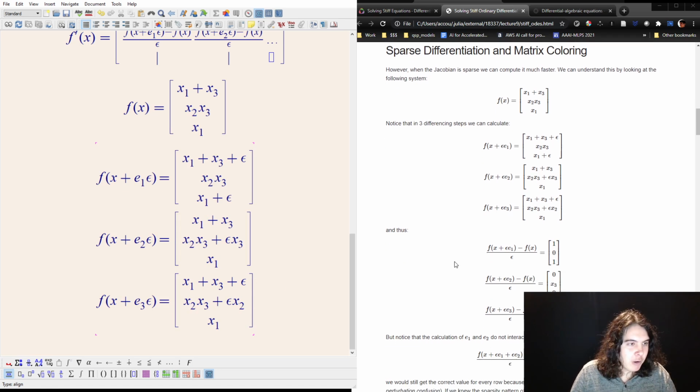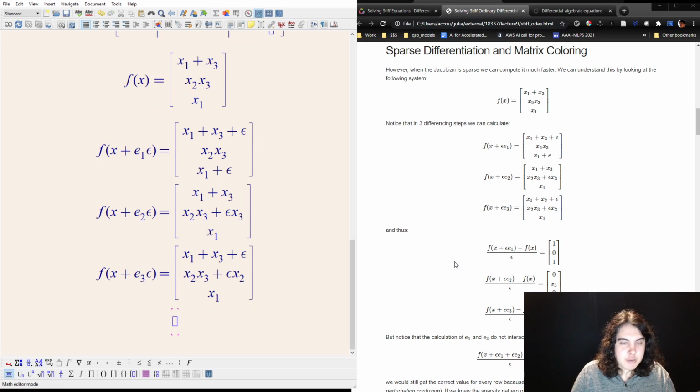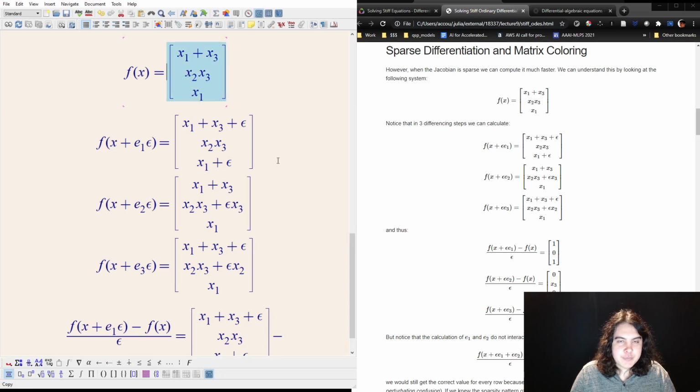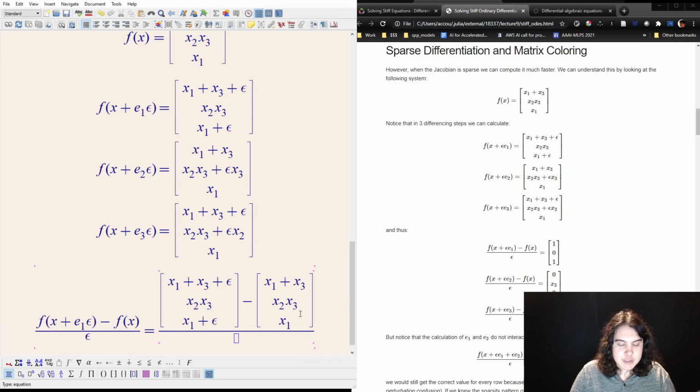So now we want to calculate the columns of the Jacobian, right? The first column of the Jacobian is this quantity minus f of x, divided by epsilon. That is the first column of the Jacobian. So what we have is this doodad minus this doodad, and then we divide by epsilon. Let's see how this works out.